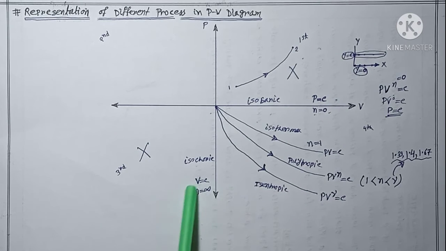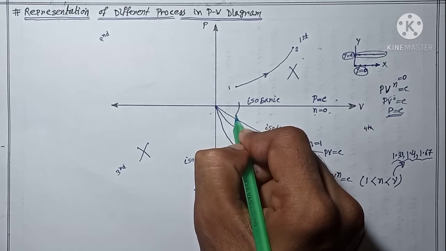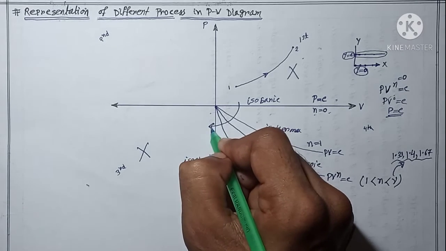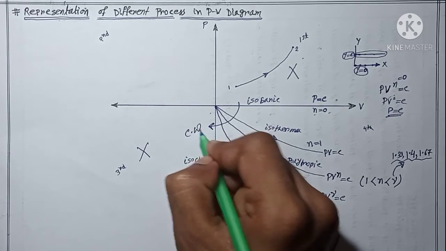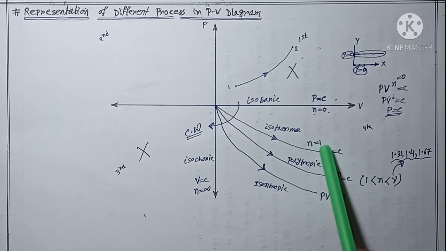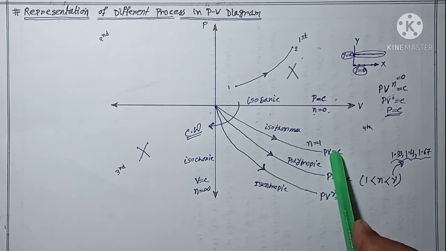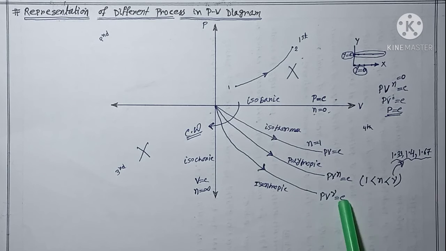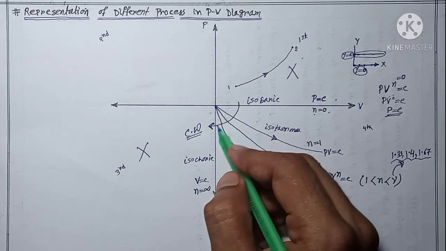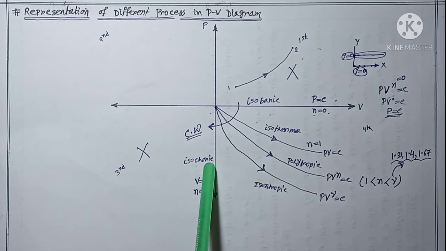Okay, so here the value of n is infinity. So we can observe that if we go in the clockwise direction, then the value of n is simply increasing. Here n equal to 0, then n equal to 1, then n in between 1 to 1.33, or 1 to 1.4, or 1 to 1.67, then here the value of n is simply 1.4 or 1.67 or 1.33. Here the n value is infinity, which means if we go in the clockwise direction, the value of n is simply increasing.